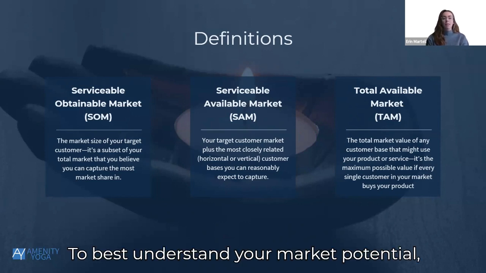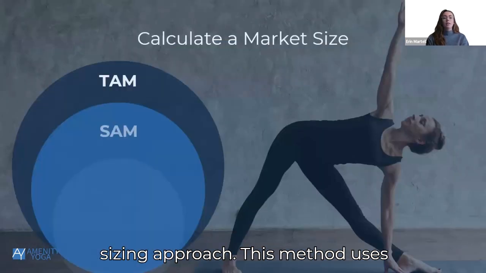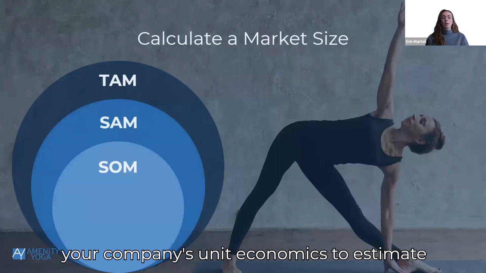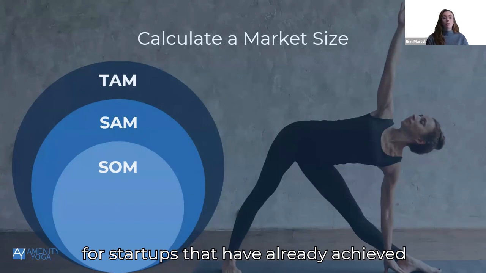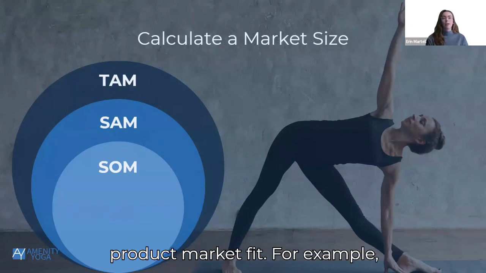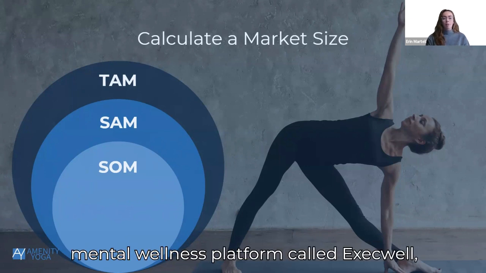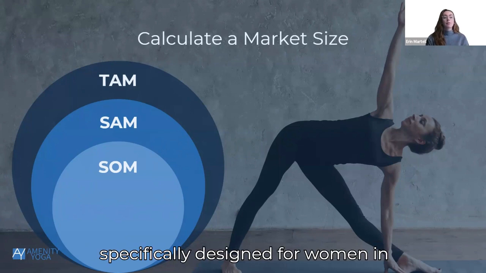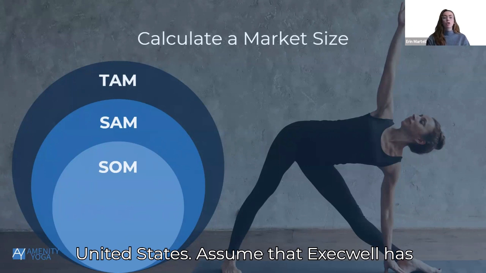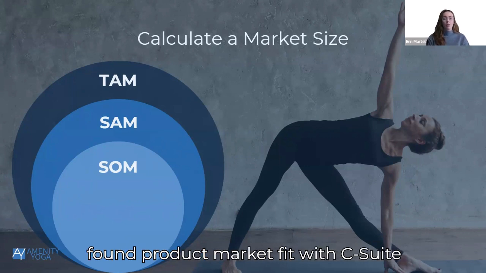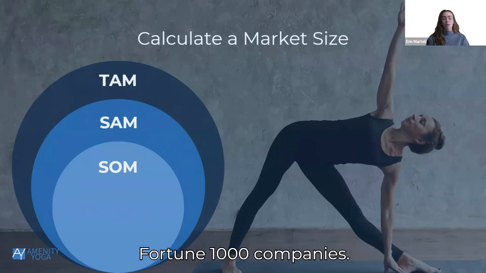To best understand your market potential, I recommend using a market sizing approach. This method uses your company's unit economics to estimate the market opportunity, making it ideal for startups that have already achieved product market fit. For example, let's say you're developing a B2C mental wellness platform called ExecWell, specifically designed for women in executive leadership roles within the United States. Assume that ExecWell has found product market fit with C-suite executives, VPs, and senior directors at Fortune 1000 companies.